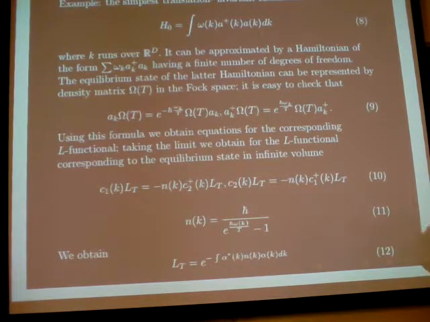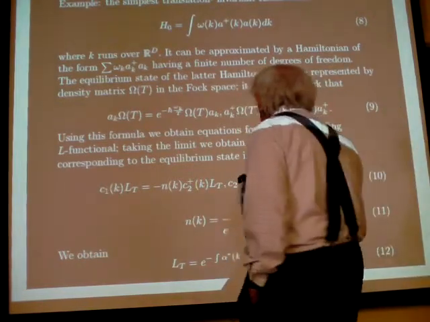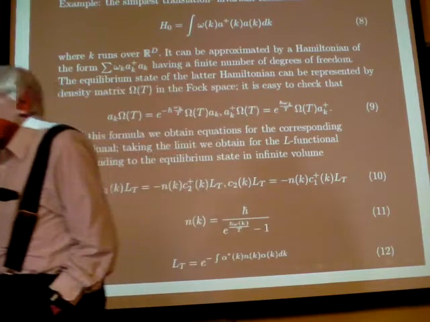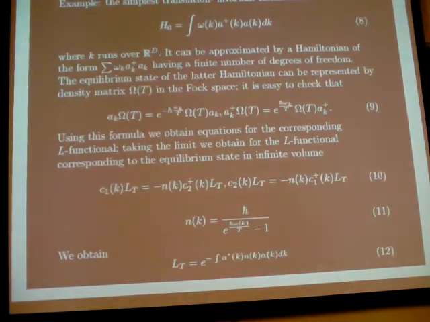Question? Equation 9 seems to suggest that omega k is complex, because when you take the complex conjugate, the exponent changes sign. No, this is commuting an operator. You have omega k in the Hamiltonian. It's a given number. And if you write the equation here.